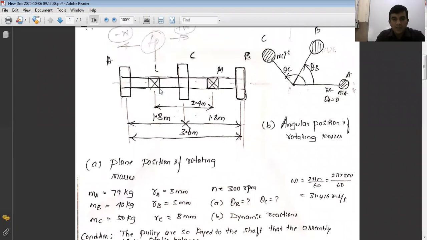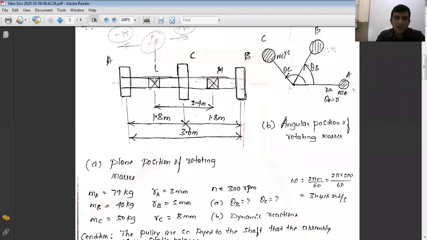Now again in this space, in the last class we missed this one. Bearings also you consider, that is plane L and plane M. In the bearings, I want to make it balance, so counter masses are attached here. In the last class we missed this topic, I didn't tell that, so make the correction. These are two bearings, bearing L and another one is bearing M. In bearing L, the counter mass is M suffix L.